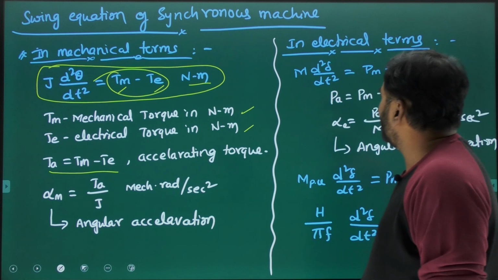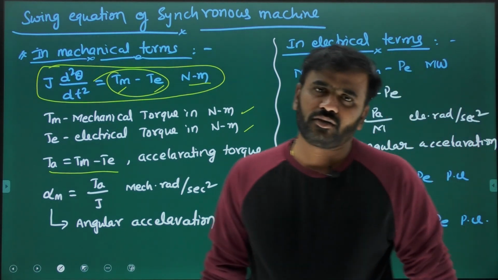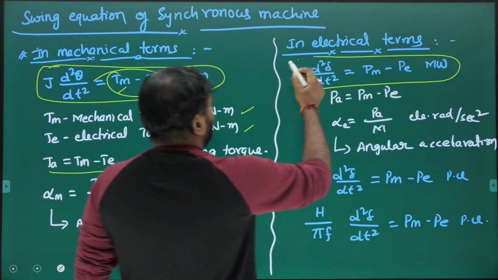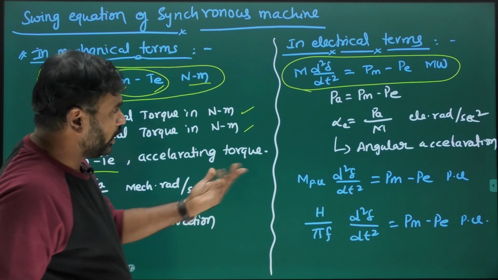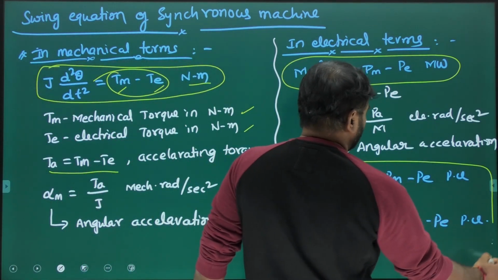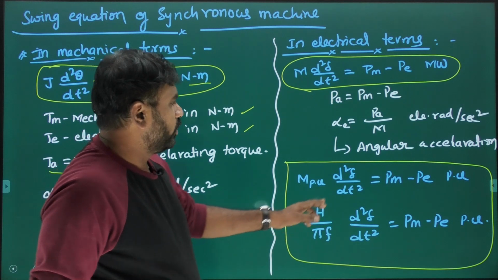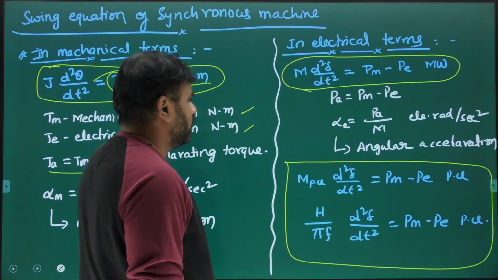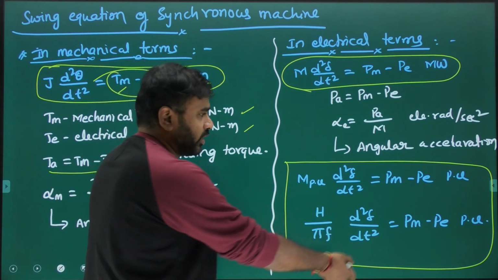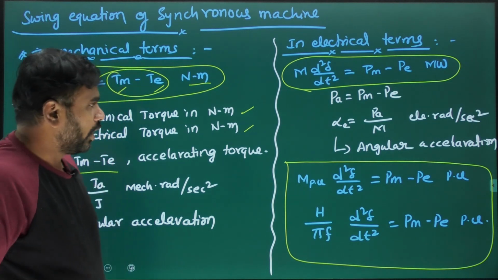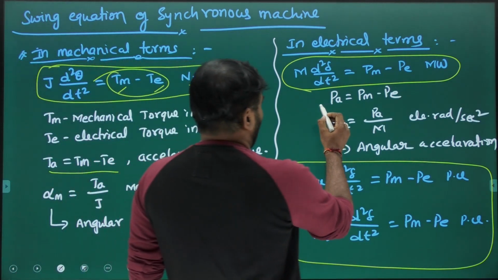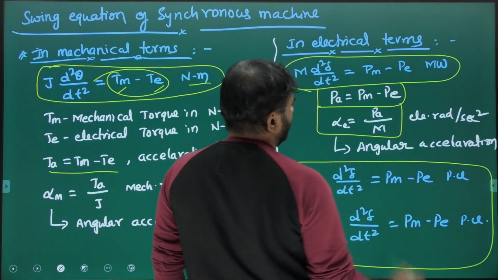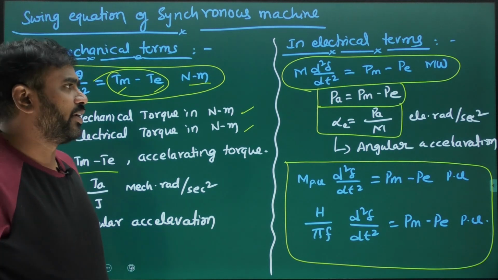And in electrical terms we can write the swing equation as, if you notice here, M d square delta by dt square equals Pm minus Pe in megawatts. If you want to write in per unit, this is the formula in per unit: M in per unit, d square delta by dt square equals Pm minus Pe, that is in per unit. Otherwise M in per unit is nothing but H by pi f, that's what I substituted here. Now what is Pm minus Pe? That is called accelerating power, and that divided by M will give you acceleration in electrical radians per second square.